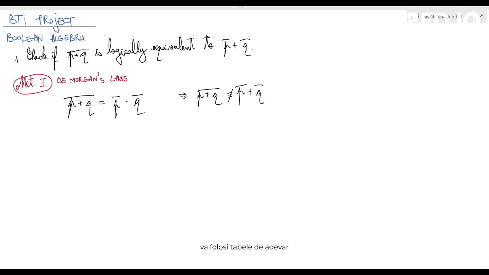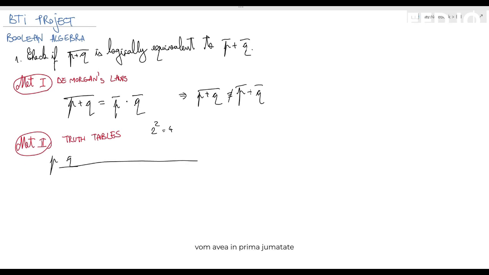Now, our second method is going to be using truth tables. So we have two variables, P and Q, so we're going to have 2 to the power of 2, which is 4 values. So for P, we're going to have in the first half 0, 0, because we have 4 values, and in the second half 1, 1. Now, for Q, in the first half of this half, we are going to have 0, and then we're going to have 1, again 0 and 1. Okay, now we are going to see what happens here. This is the negation sign, but it's not a bar sign, it's another sign, but it's still negation.